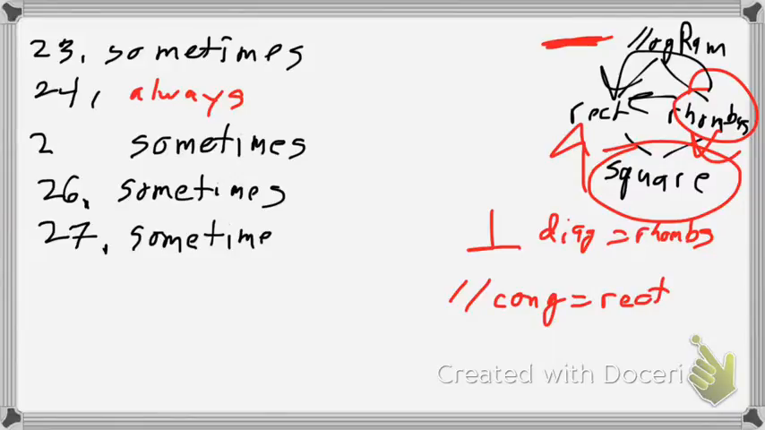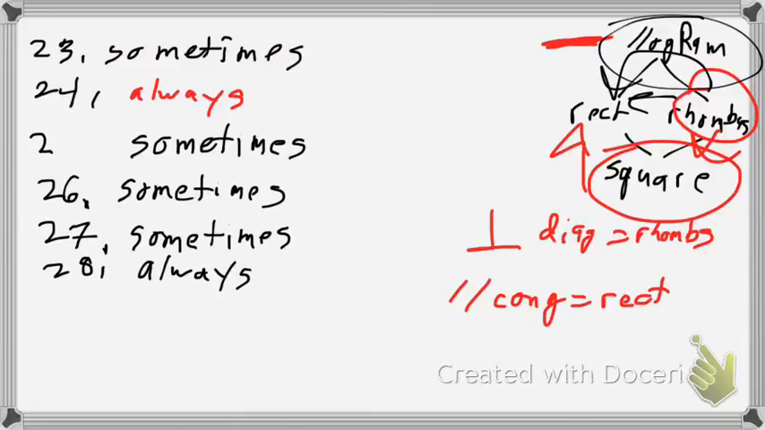And finally, we go opposite angles of a parallelogram are congruent. That is always, always, always true. So we go always, and that is 23 through 28. Again, you need to know the rules here.